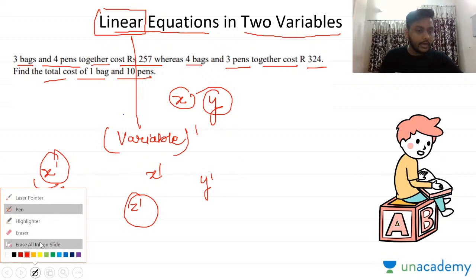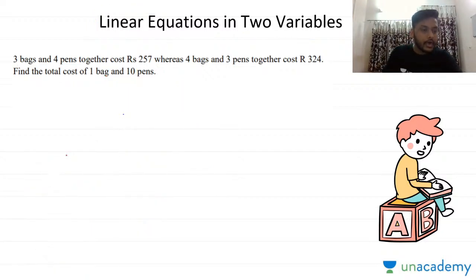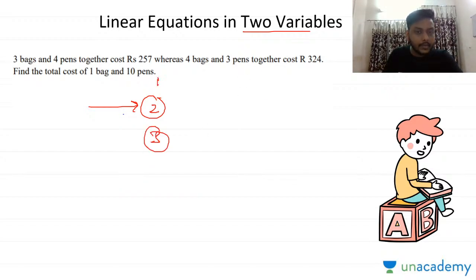Now there will be two unknowns. अब जब आप क्वेश्चन करोगे तो आपके पास क्वेश्चन में उतने unknowns होंगे जिसको हम बोलते हैं दो unknown. That is why we call it two variables. Okay, if we have three unknowns, we call it three variables. If we have only one unknown, we call it one variable.